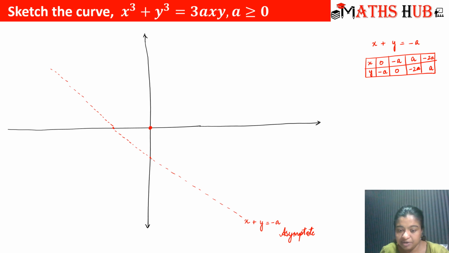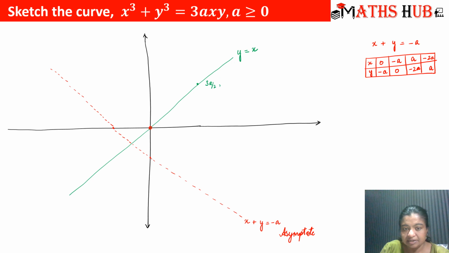The curve was also symmetric about the y equal to x line. So I can draw the y equal to x line like this. So this is my line y is equal to x. One point of intersection was the origin. I'm not writing this origin because you already know that this is the origin. And then we had another point of intersection at (3a/2, 3a/2). And we also knew that there was a tangent x plus y is equal to 3a. So let's try to draw x plus y is equal to 3a.